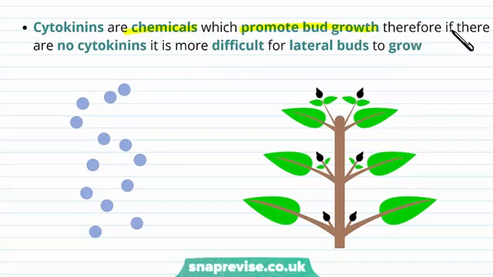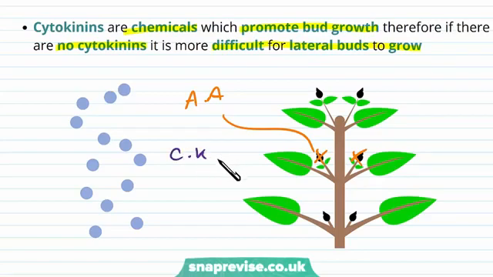Therefore, if the auxin is around and it's inhibiting the cytokinins from being made, there'll be no cytokinins, and then it'll be very difficult for lateral buds to grow. So abscisic acid blocks the growth of these lateral buds, and the cytokinins encourage them. However, when they're low, this encouragement will also be low.